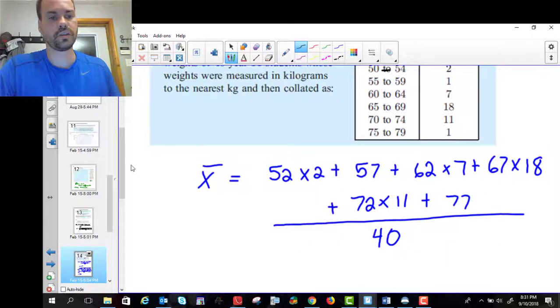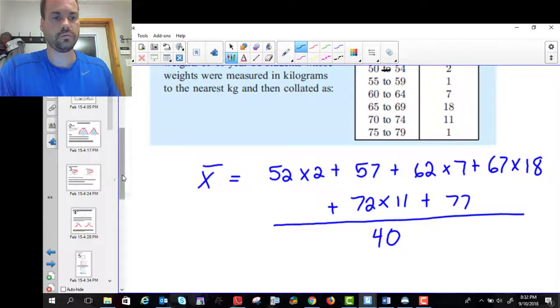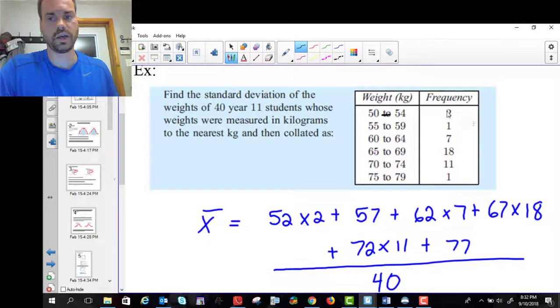And the first thing we're going to do is find the mean. So we're going to take 52 because that's halfway and multiply it by the frequency of that grouping. Then 55 to 59, we're going to go 57 times 1 because there's only one. 62 times 7, 67 times 18, 72 times 11, and 77 multiplied by 1. And we're going to divide it by the total number. And if you add those up, you get 40.